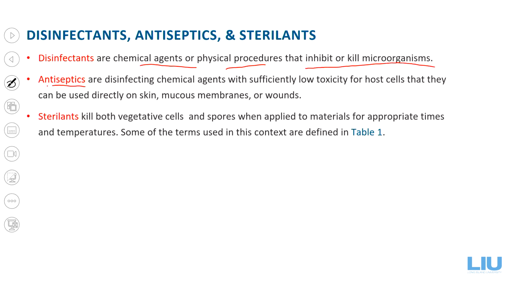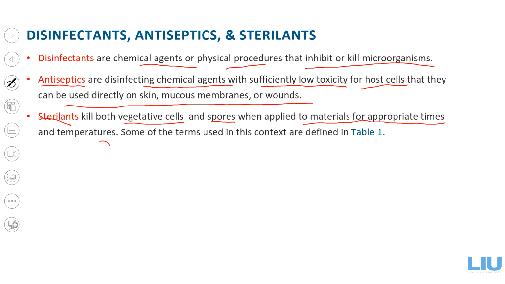We have antiseptics. So these are chemical agents with sufficiently low toxicity to the host that they could be used directly on the skin, wounds, and tissues. Okay, so just keep in mind that some of the agents could not be applied to the skin or to the wounds, but others can. Sterilants kill both vegetative cells and spores, which are viruses, when applied to materials for appropriate times and temperatures.